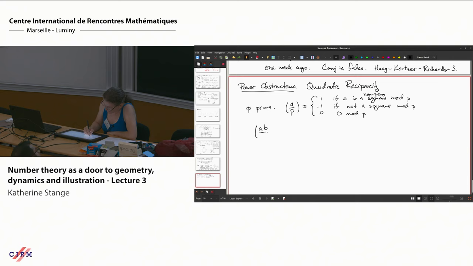And so this has a nice multiplicativity property because if you multiply a square by a square, it's again a square, and you can convince yourself that all of the combinations in fact work mod p. And then we can extend the definition to get multiplicativity in the denominator as well.